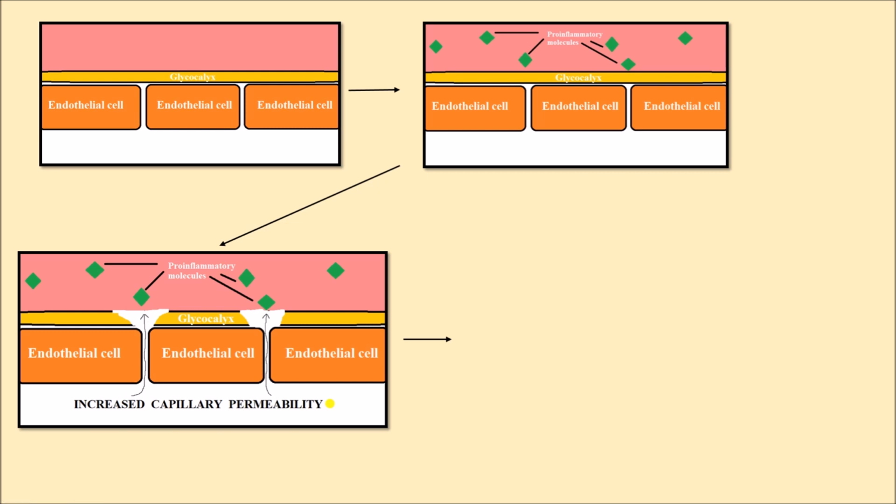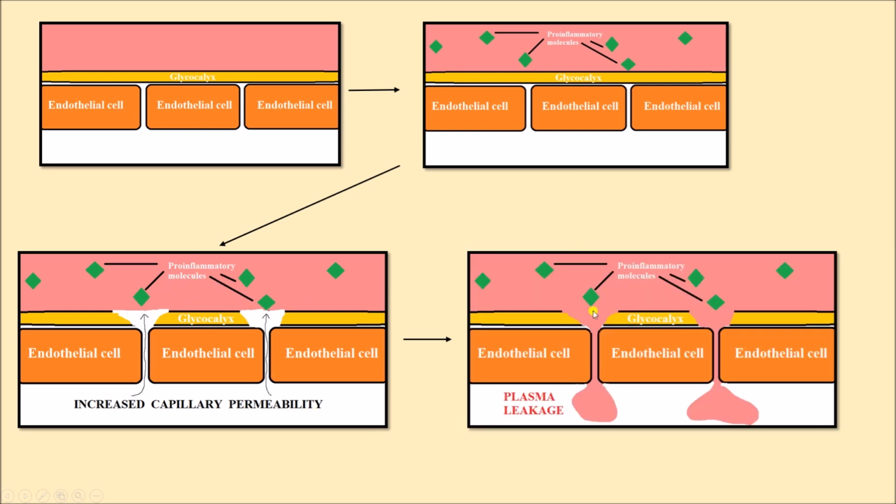So let me repeat again. Because of the pro-inflammatory molecule action on the glycocalyx, there is destruction of the glycocalyx layer, and now we have increased capillary permeability because the plasma from the circulation can leak through this gap junction into the extravascular structures. So this is how plasma leakage occurs in dengue, especially during the critical phase.